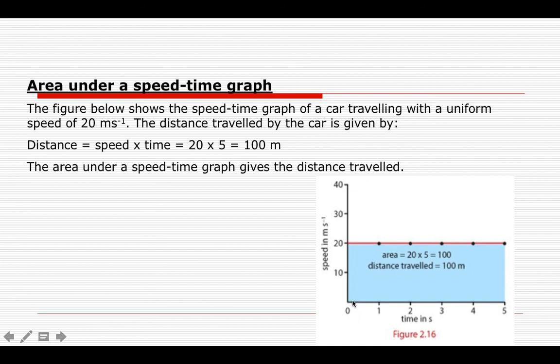So let's say here we have a rectangle. The area of the rectangle is length times width. Here the length is 5 and the width is 20. So 5 times 20, which is 100 meters.